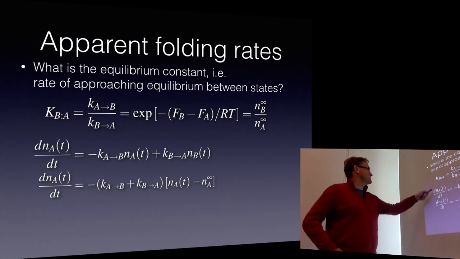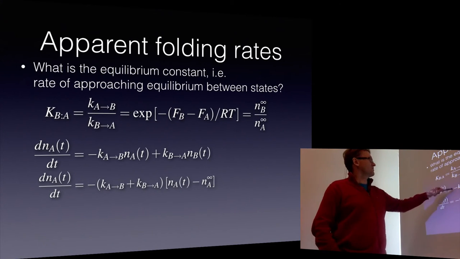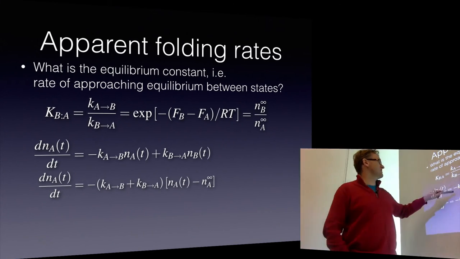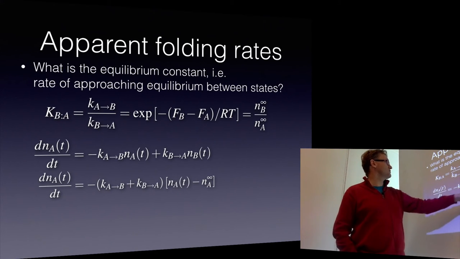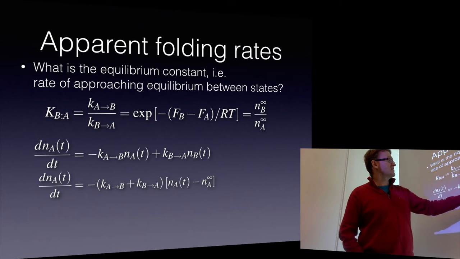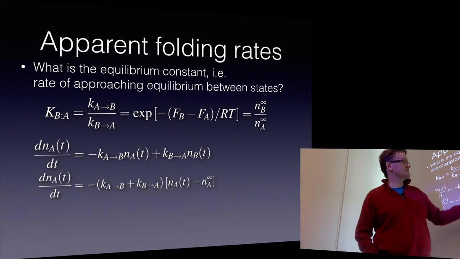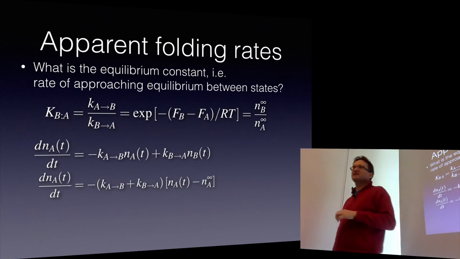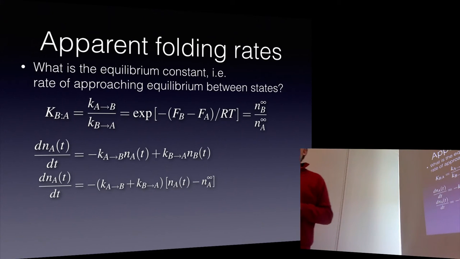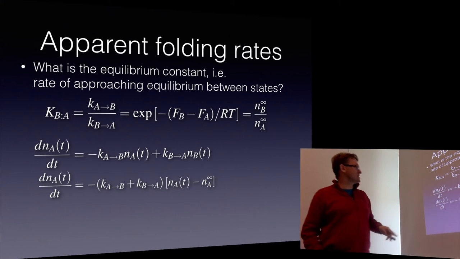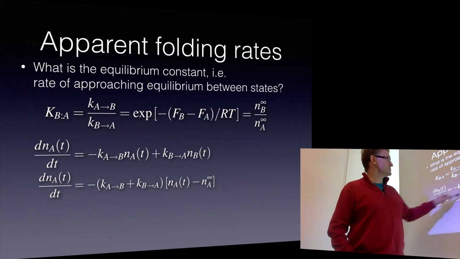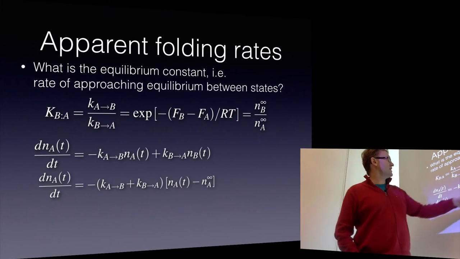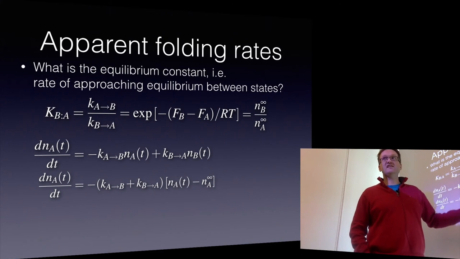That means that in this equation, all the stuff that we have on the right side simplifies to a sum of two constants multiplied by something that only contains NA. So what I got here is I got rid of the molecule concentration in NB. Now I have something that says how the number of molecules in state A varies as a function of time: a big constant multiplied by something that only depends on state A.